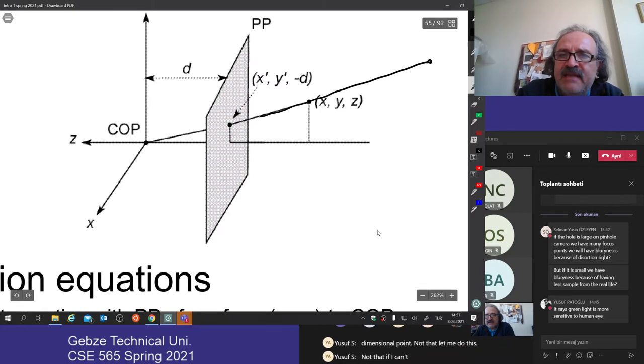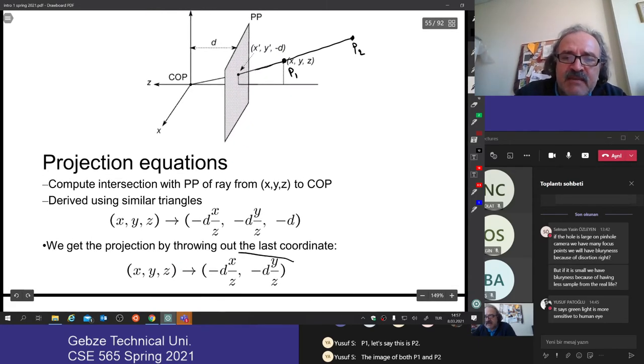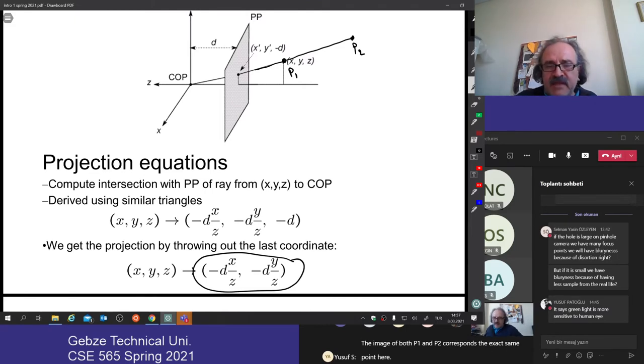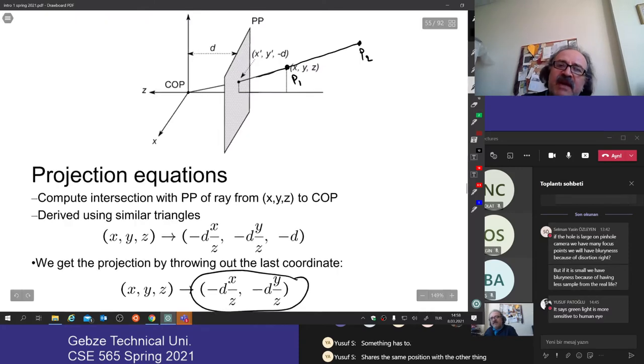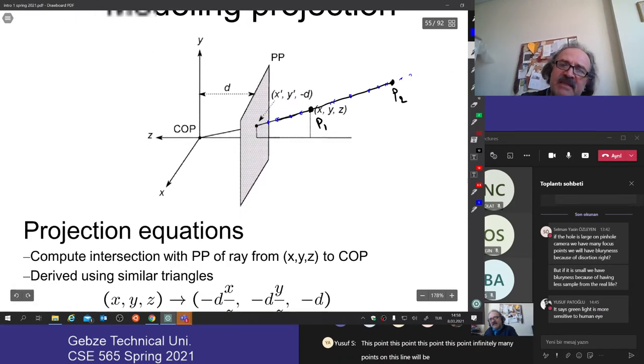Note that if I continue this line, let's say this is x1, this is p1, this is p2. The image of both p1 and p2 corresponds to the exact same point here. Right? p1 and p2 are two different points in the real world, but their images are exactly at the same point. Why is this so? Because this is projection. We are losing one of the dimensions, right? Something has to share the same position with the other things. In fact, all the points on this line, infinitely many points, will be on this x prime, y prime point exactly.